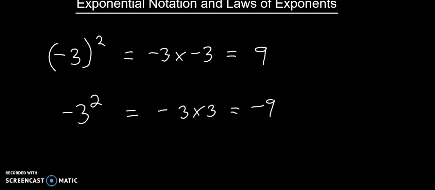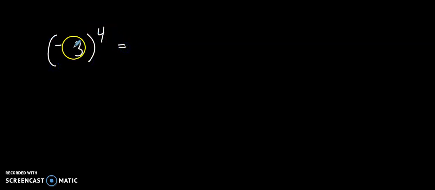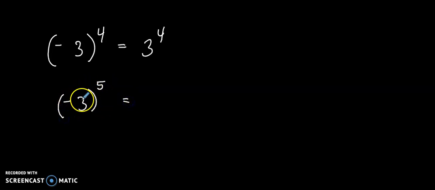So if we have another example, let's say we have negative 3 to the power of 4, well, that's going to be positive because you have 4 negatives. 4 negatives, that's positive. So this is going to be positive 3 to the power of 4. Whereas if you have negative 3 to the power of 5, well, this answer is going to be negative because there's 5 negatives. So there's an odd number of negatives, so this will be negative 3 to the power of 5.